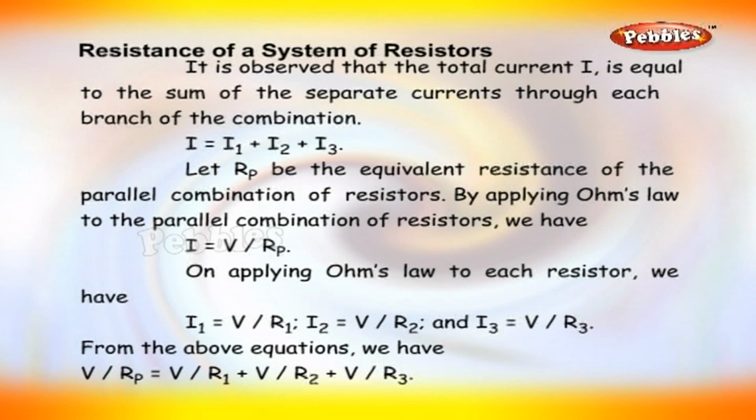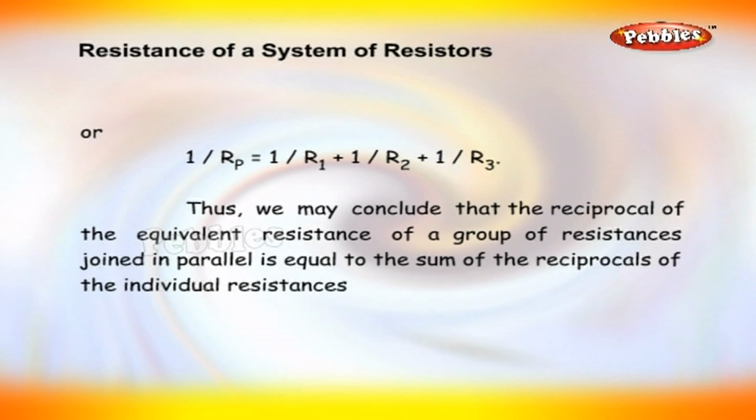From the above equations, we have V by Rp is equal to V by R1 plus V by R2 plus V by R3, or 1 by Rp is equal to 1 by R1 plus 1 by R2 plus 1 by R3. Thus, we may conclude that the reciprocal of the equivalent resistance of a group of resistances joined in parallel is equal to the sum of the reciprocals of the individual resistances.